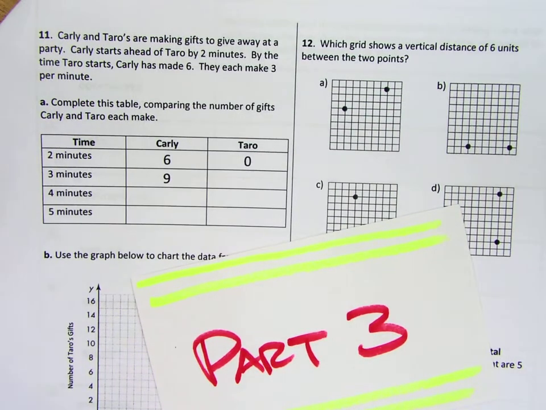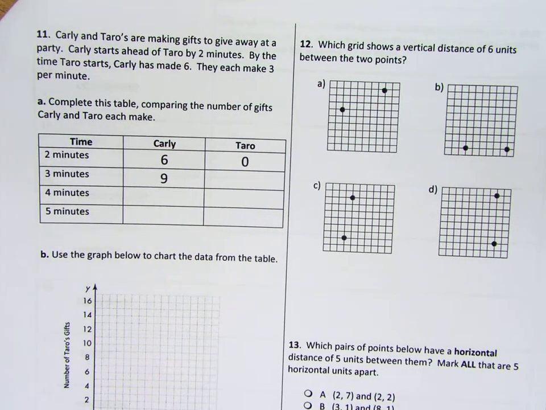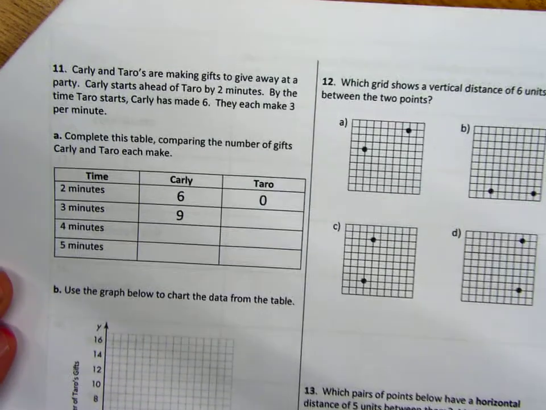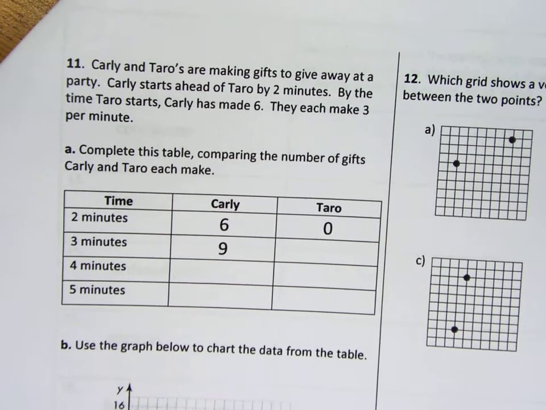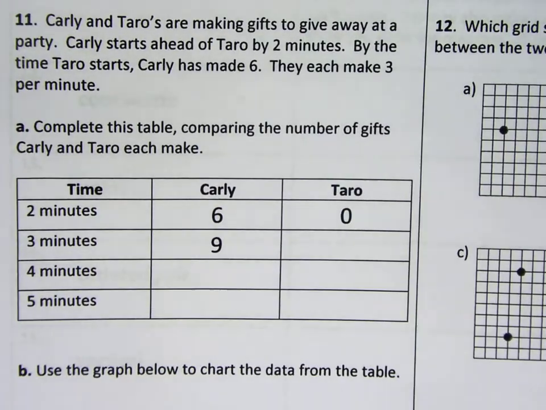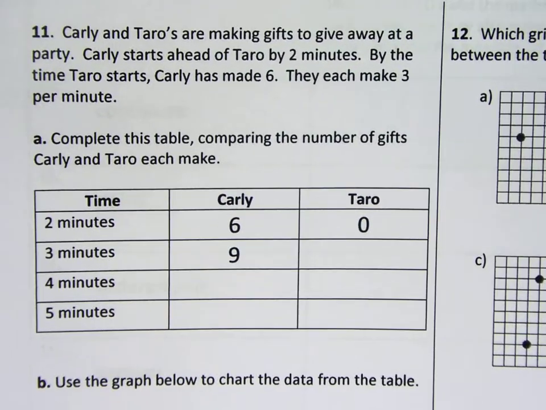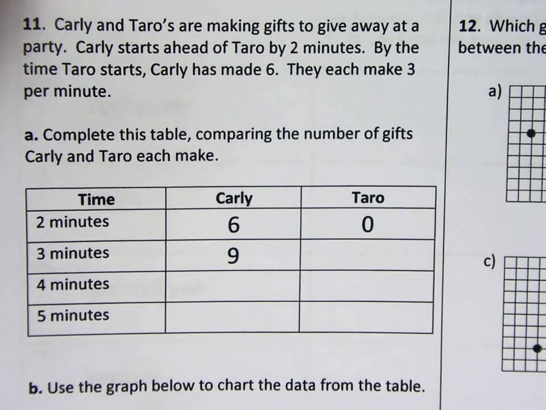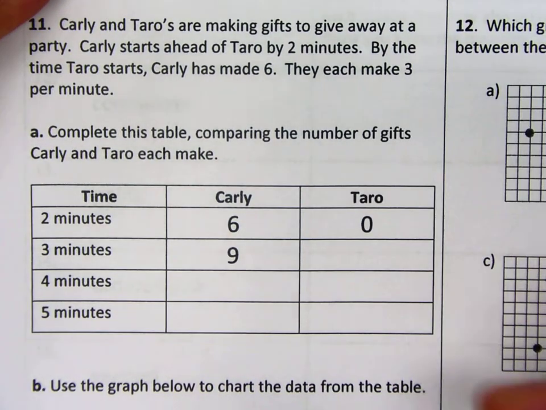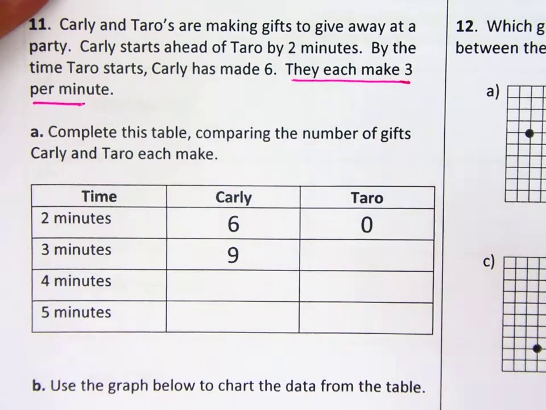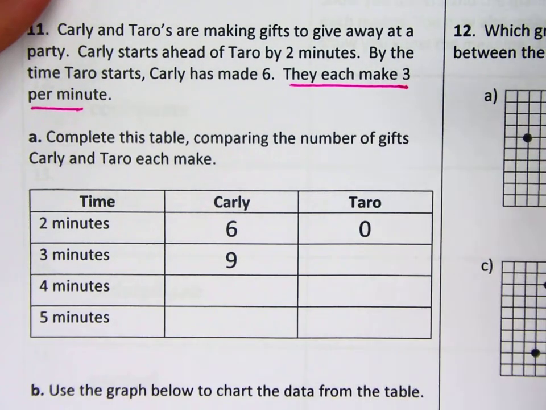Okay, this is part 3 of the video reviewing the assessment for patterns and coordinate grids. The opening question here is Carly and Taro are making gifts to give away at a party. Carly starts ahead of Taro by 2 minutes, and by the time Taro starts, Carly's made 6. They each made 3 per minute. The key phrase in here is they each made 3 per minute. And that really is the key to solving this table here.